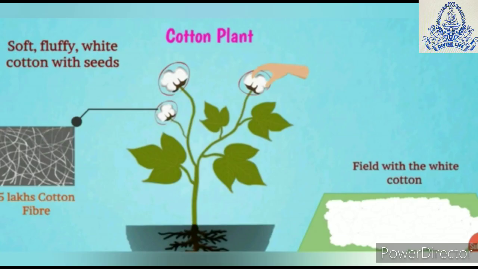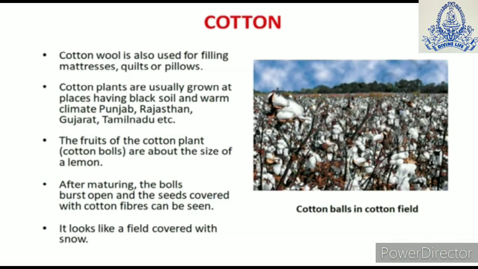Cotton fibers are obtained from cotton plants. Cotton plants are grown in fields having black soil and need a warm climate for growth. It is grown in Punjab, Rajasthan, Gujarat, Tamil Nadu, etc. The fruits of the cotton plant are about the size of a lemon. After maturing, the bolls burst open and the seeds covered with cotton fibers can be seen. If you see a cotton field, it looks like a field covered with snow.